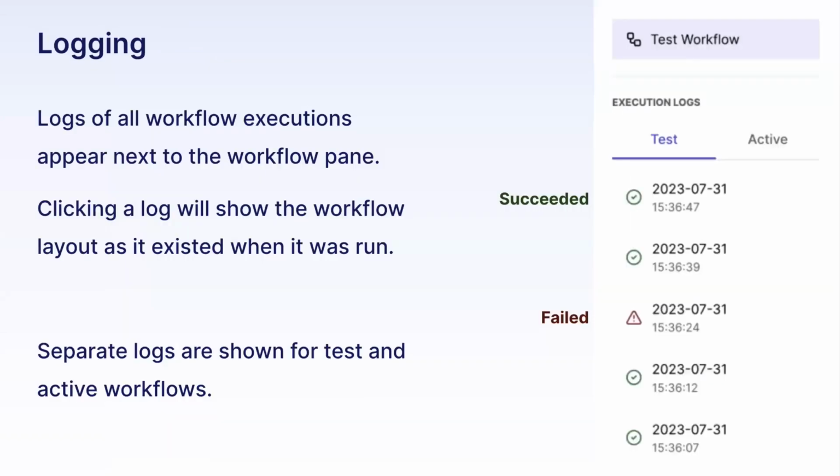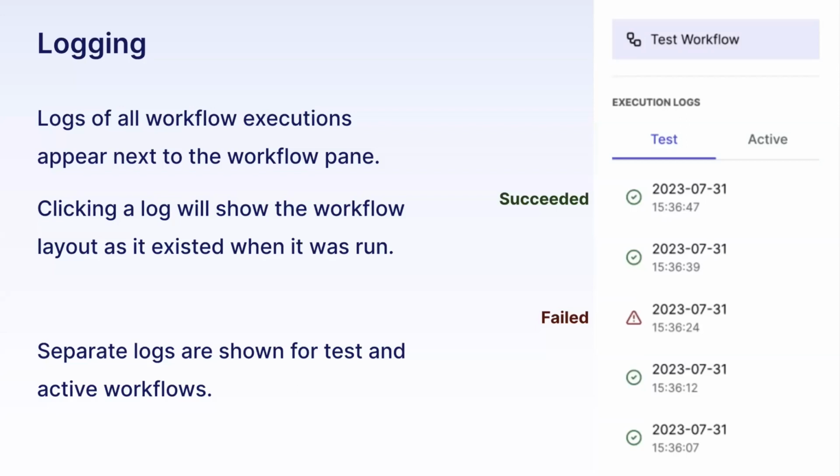And closely related to errors is logging. So Otto gives users many tools to view the history of their workflow executions. So whenever a complete workflow is run, a log will appear in a pane next to the workflow layout panel, and this is what that pane looks like.